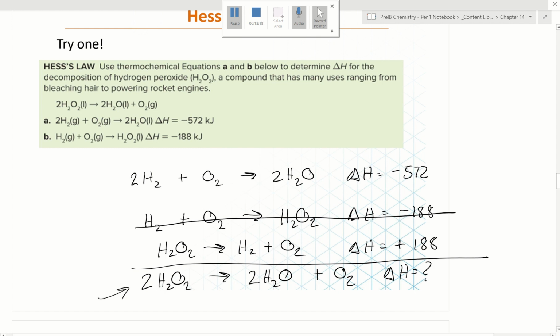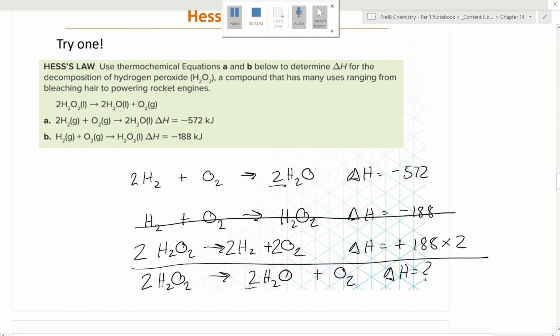All right, next I look at values. I have 2 H2O2. Well, I only have 1 in this equation, so I have to multiply the whole thing times 2. So I got that. Now I look at my 2H2O. I have 2H2O, I'm good. And then 1 O2, I have 2 O2, but it'll take care of itself here in a second.